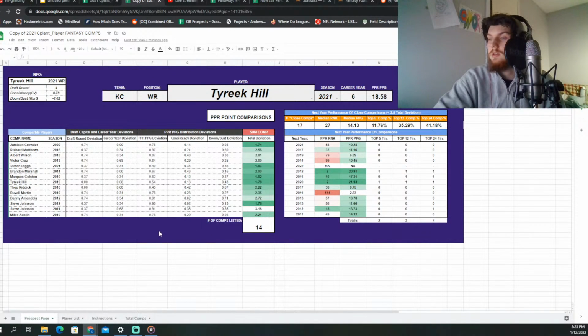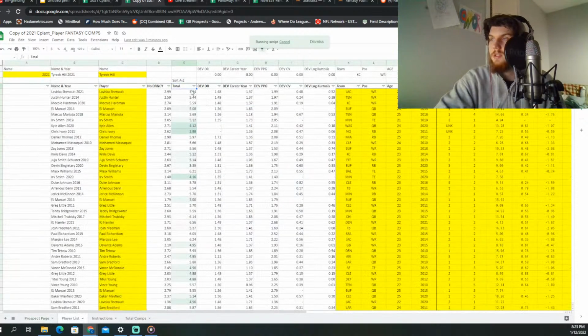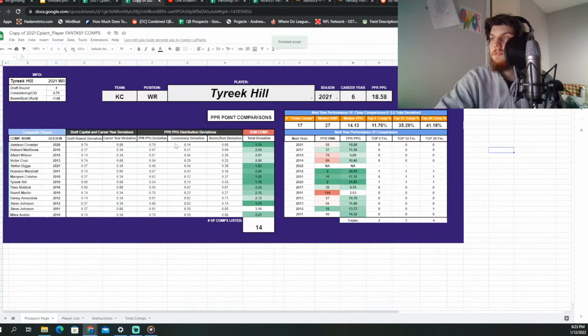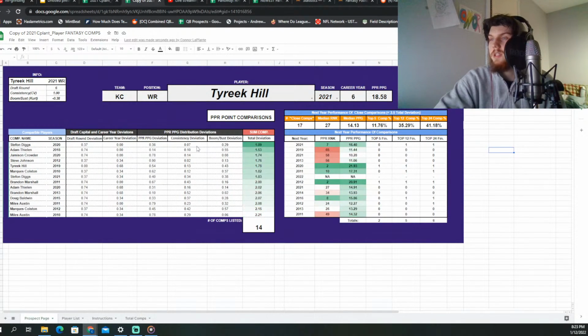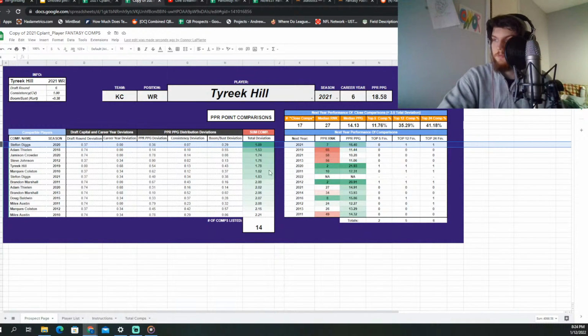So then once you hit this again, it's going to sort this column by itself. Look at that. And then it's going to bring you back to this page, and at this page, these are the comps. So Tyreek Hill's best comp for 2020 in the points per game distribution is Stefon Diggs. Now, if you wanted to see more comps than just this, there are only 17 comps that are considered close, which means within 2.5 deviations.